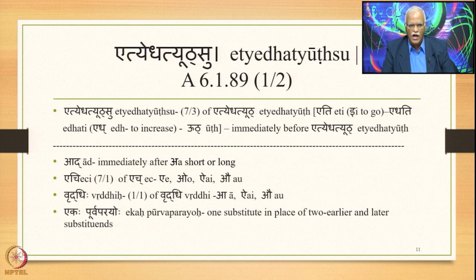The words continued are at from 6.187, at gunaha, echi 7/1 of ech. Ech is e, o, ai and au. So echi means immediately before ech. Vriddhi is 1/1 of vriddhi. Vriddhi means aa, ai and au, and of course ekah purva parayoho, which means one substitute in place of two, the earlier and latter substituents.